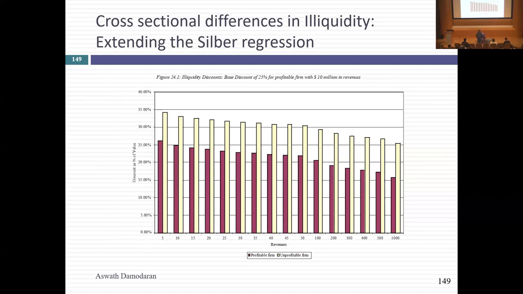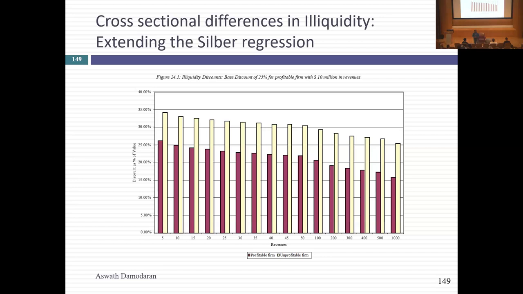So let's say I'm an appraisal firm. You come into my office and say, look, I want you to value my firm. I value your firm, and I'm trying to estimate the discount to apply. You have $25 million in revenues, and you're a money-making firm. My discount for you is going to be about 23%. If you have $25 million revenues and you're a money-losing firm, my discount for you is going to be 32%. If you're a billion-dollar revenue firm, your discount is going to be far lower. So in effect, I'm not giving everybody the same discount. I'm giving smaller discounts to bigger companies, and smaller discounts to money-making companies, a way of discriminating across companies.